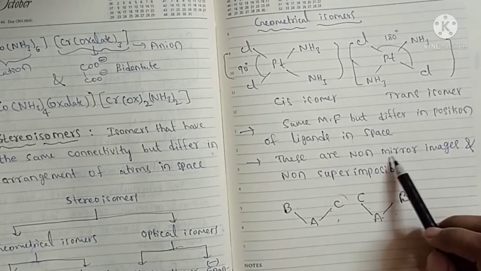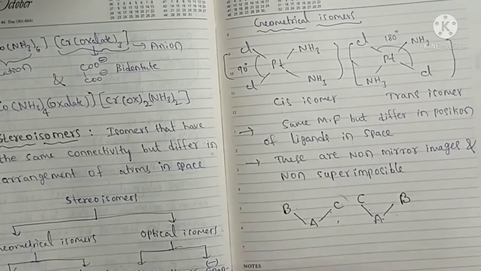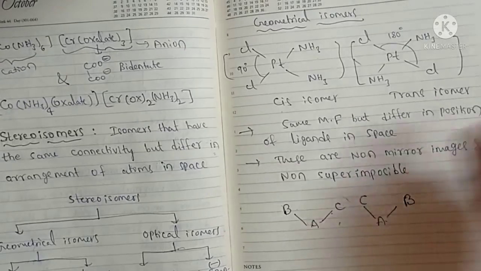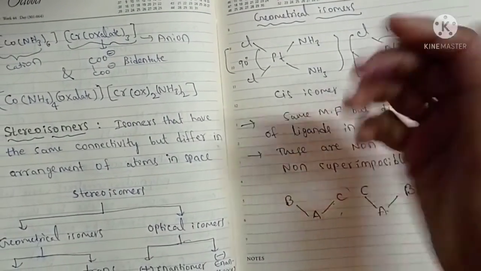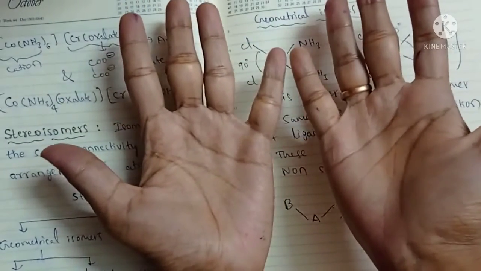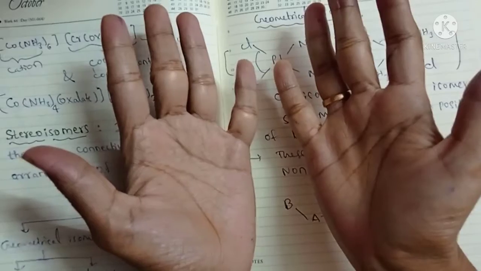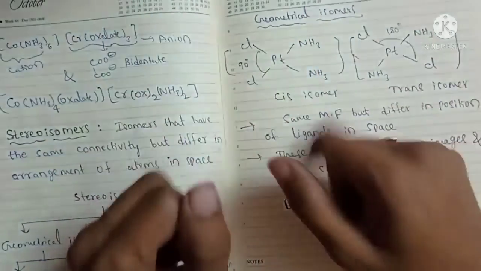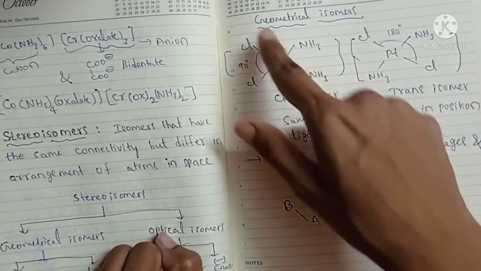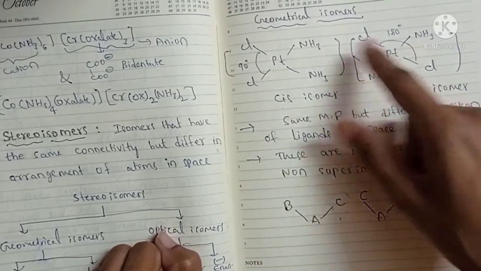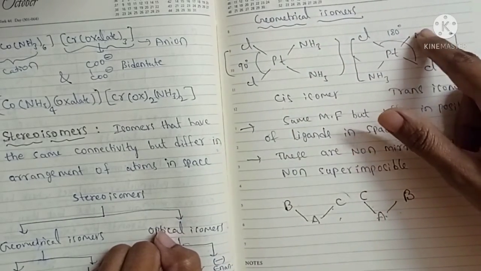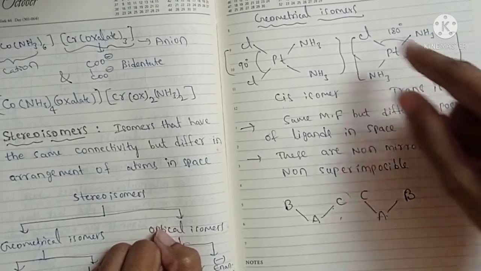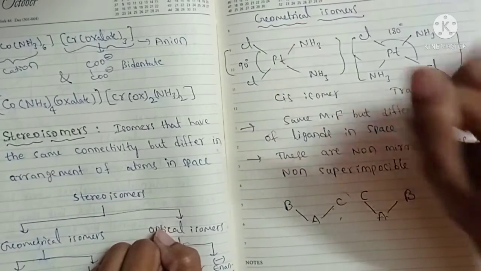So these are non-mirror images and non-superimposable. What is meant by non-mirror images and non-superimposable? They are not mirror images. For example, if you see these hands, they are mirror images, meaning we can see the same in the mirror. But here they are not mirror images. See ammonia here, and here ammonia, and here chlorine is there. So they are not mirror images and they are not superimposable.